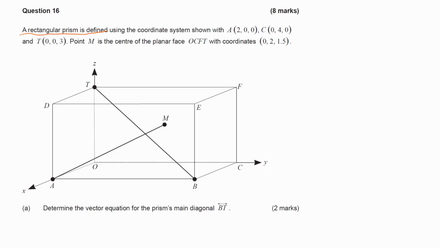A rectangular prism is defined using the coordinate system shown, with A at (2, 0, 0), C at (0, 4, 0), and T at (0, 0, 3). Point M is the center of the planar face OCFT. That means that M would be at (0, 2, 1.5).